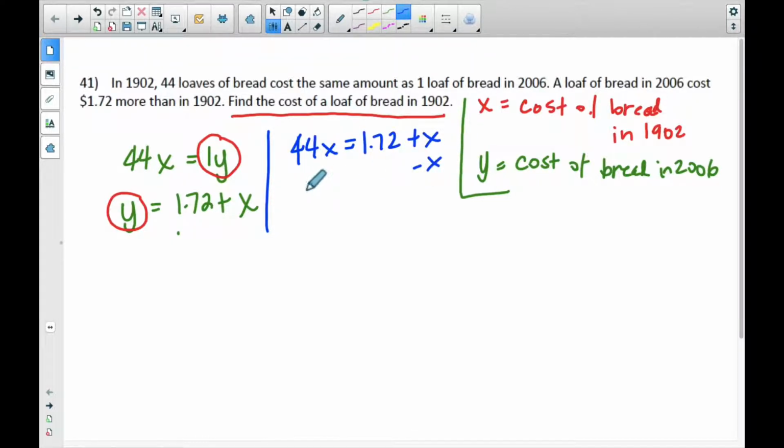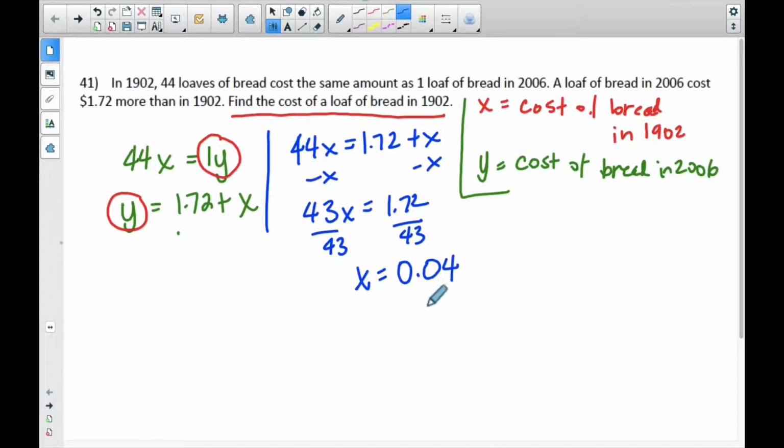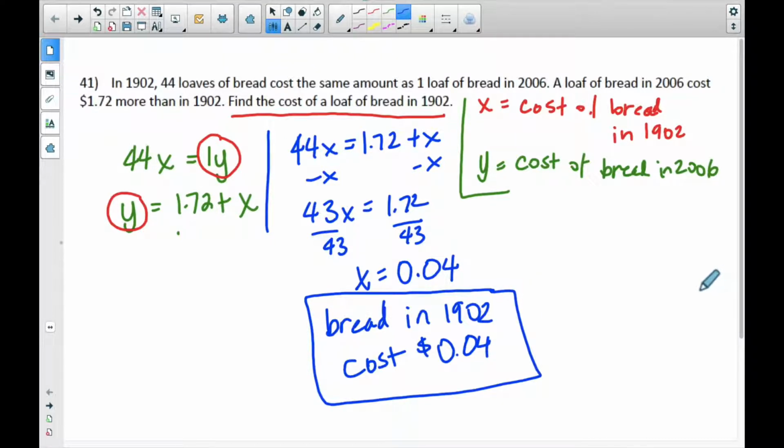I need to solve for x. So I'm going to subtract my x from both sides. I get 43x. I now need to divide by 43 to get rid of that 43 and get my variable by itself. And so I take $1.72 divided by 43 on my calculator, and I get 0.04. So that means that bread in 1902 cost 4 cents. All right, that's problem number 41. Let's go on to the next problem.